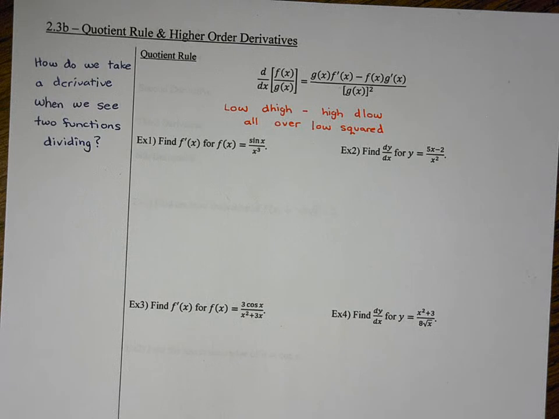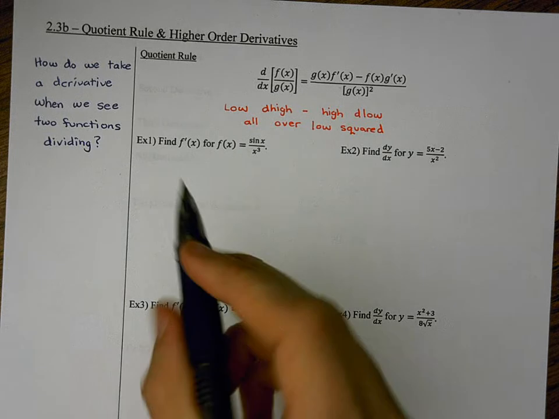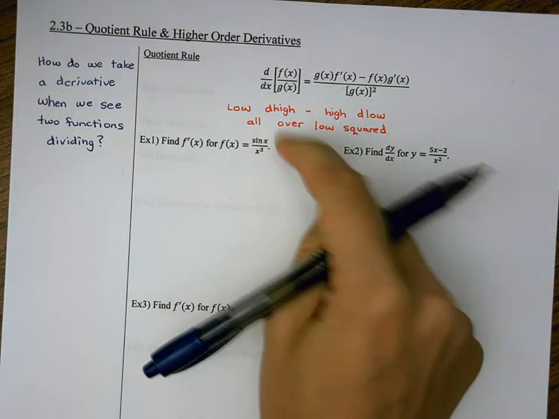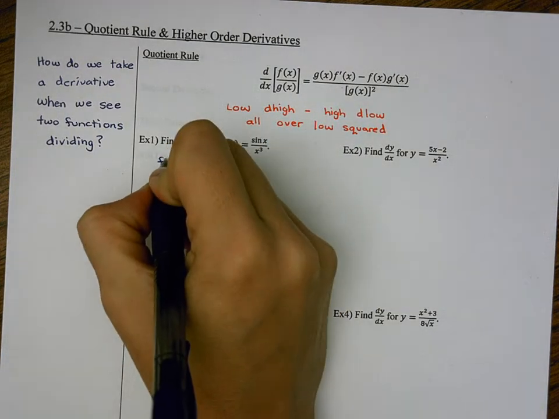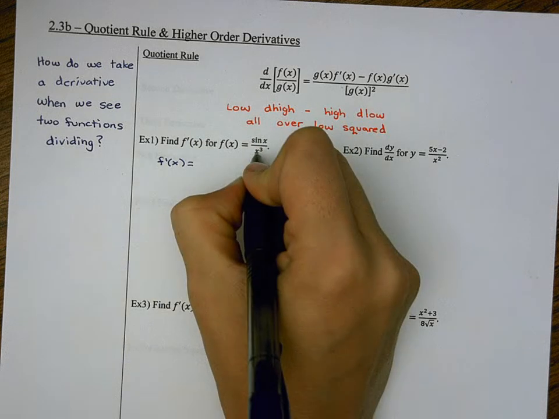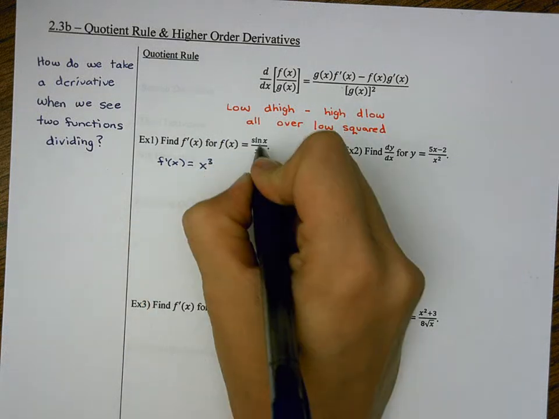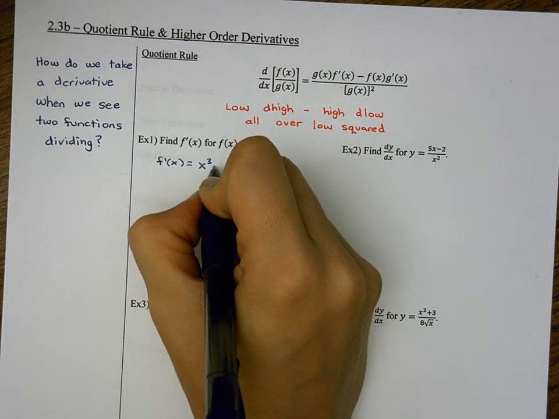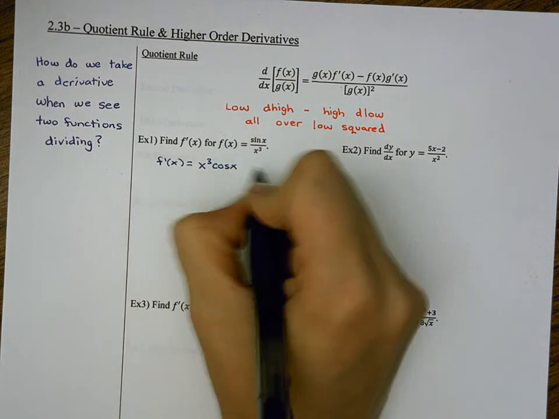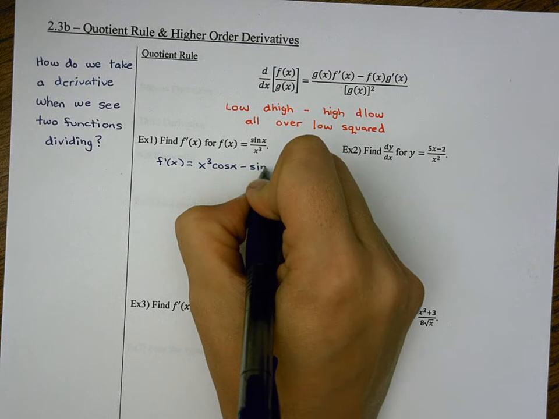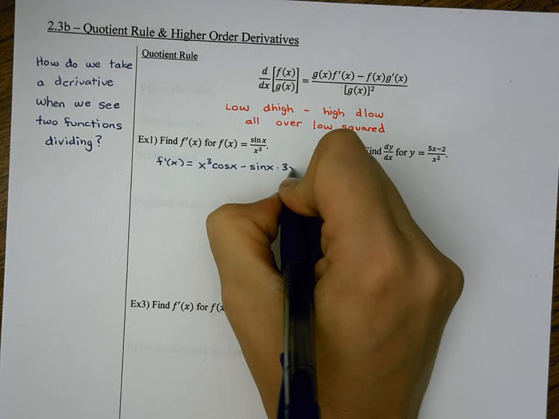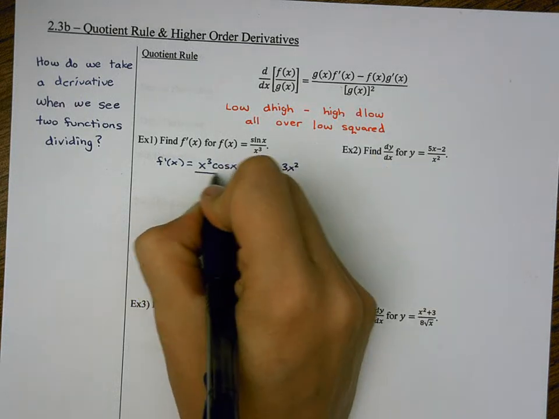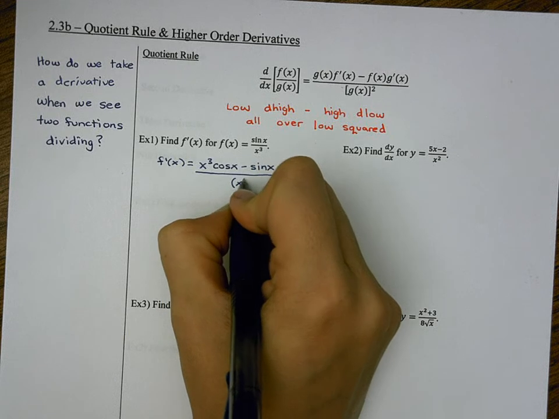Okay, so here we go, modeling this with a couple of functions. So example 1, find f prime of x for f of x equals sine x over x cubed. I notice I have two functions dividing, and so I know I'm going to be doing quotient rule here. So we have low, x cubed, d high, derivative of sine, cosine, minus high, sine x, d low, derivative of x cubed, it's 3x squared, all over low squared.